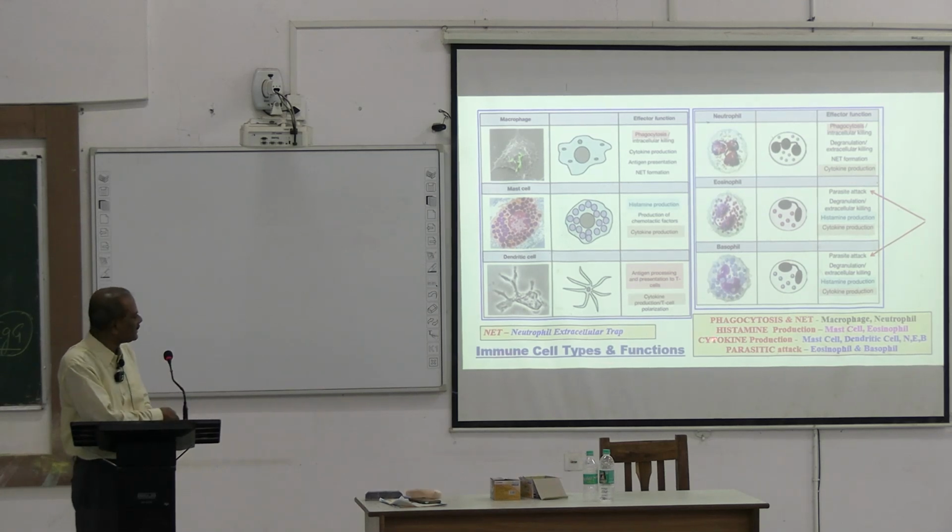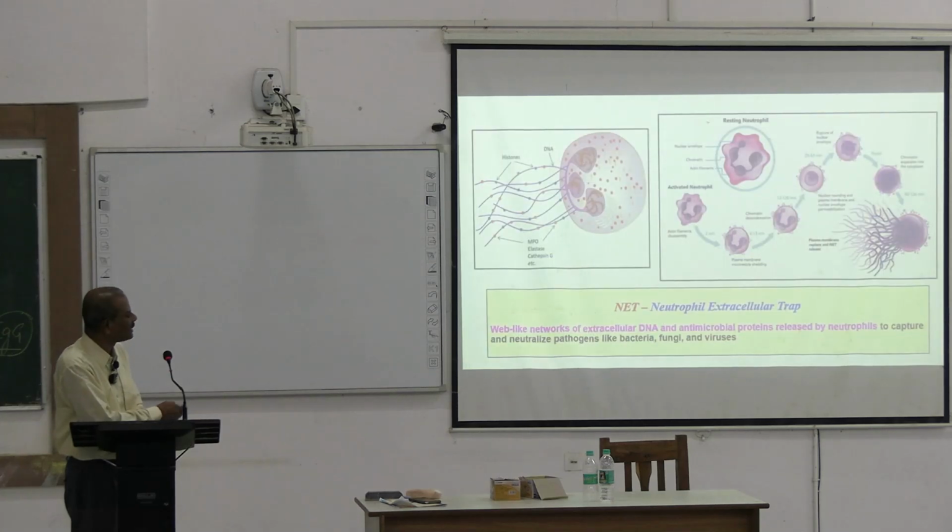There are several, only just note down this one. So phagocytosis is NETs, which means neutrophil extracellular trap. What is a neutrophil extracellular trap? I am just telling you. Basically, it is an extracellular DNA molecule along with antimicrobial substances which traps a pathogen. That is called a neutrophil extracellular trap.